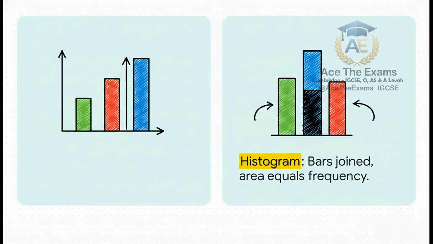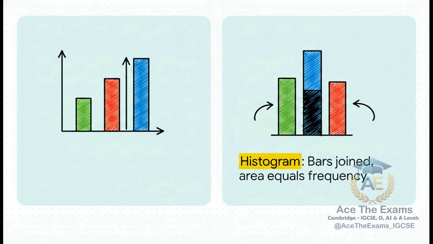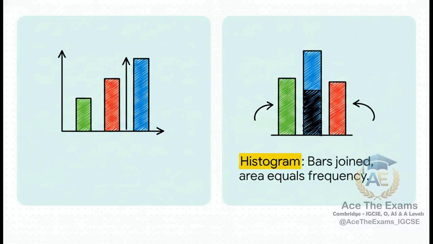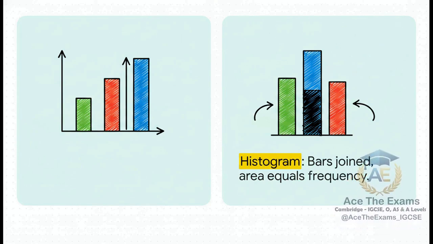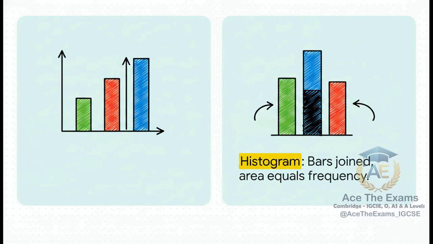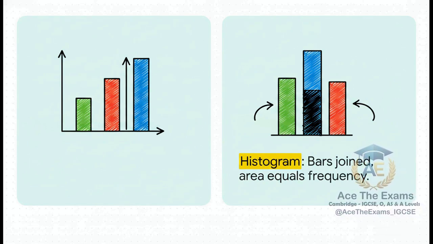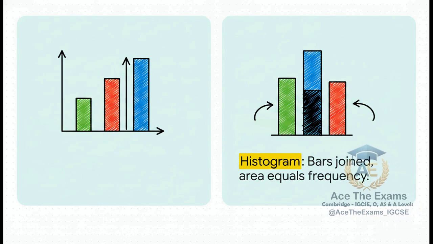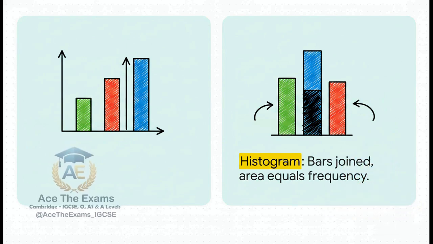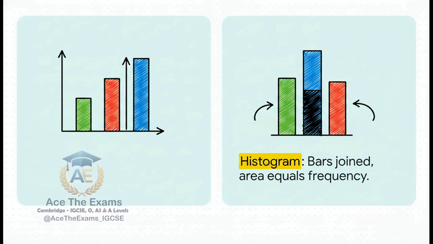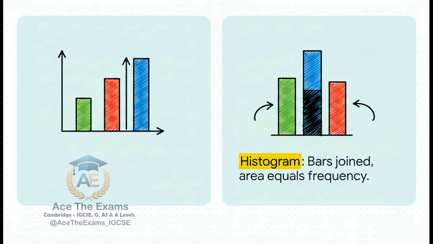First things first, we must clear up a massive, fundamental misconception. A histogram is absolutely not just a bar chart where the gaps have been removed. They operate on completely different rules. In a standard bar chart, the height of the bar directly tells you the frequency. Simple. But in a histogram, especially one representing continuous data, the bars are joined, and it is the area of the bar that represents the frequency.